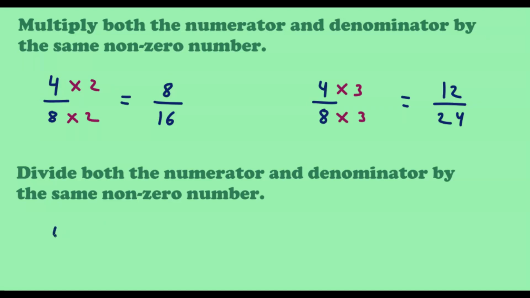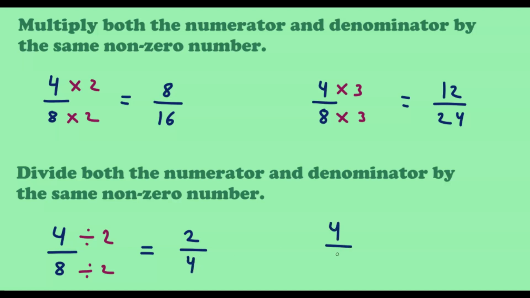Now, once again, let us consider 4 over 8, and let us divide both the numerator and denominator by the same non-zero number. So let us divide both of these by 2. Then what do we end up with? We have 4 divided by 2, that is 2, and 8 divided by 2, that is 4.